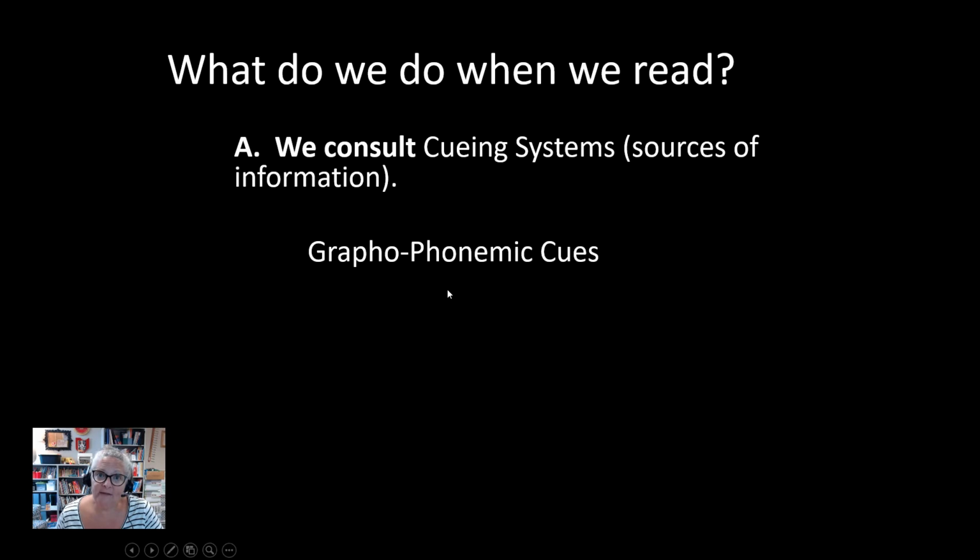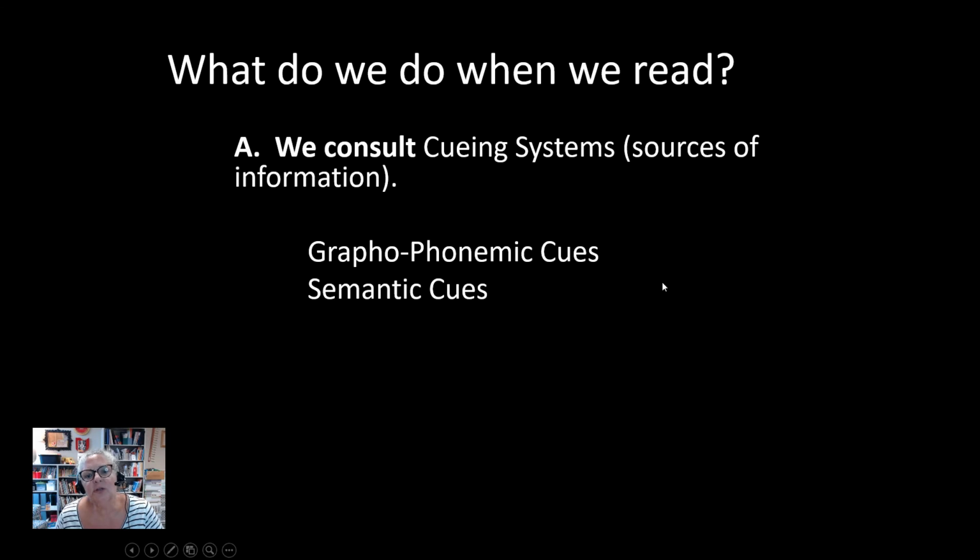The first one is the graphophonemic cueing system. Now, if we look at this word, grapho sounds like graph, or graphic, like graphic novel. It means visual. So the graphemes in English are the letters. Phonemes are the sounds, right? So the graphophonemic cueing system is just the relationship between letters and sounds. You learned a lot about the graphophonemic cueing system in phonics. You learned, for example, that when you put the P and the H together in English, it makes one sound, and that sound is /f/. So graphophonemic cues are just the letters and how they relate to sounds.